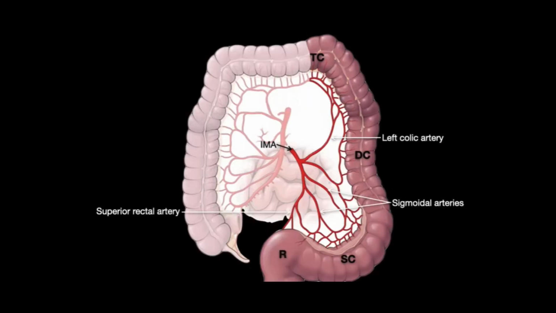And we have the inferior mesenteric artery that is actually going to supply our hindgut itself. So it's going to have the transverse colon, the descending colon, the sigmoid colon, and the rectum. And so you can see here the superior rectal artery, which is going to supply the rectum, the sigmoidal arteries are going to supply the sigmoid colon, and then the left colic artery is going to supply the descending colon and the transverse colon itself.